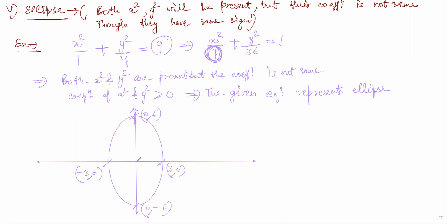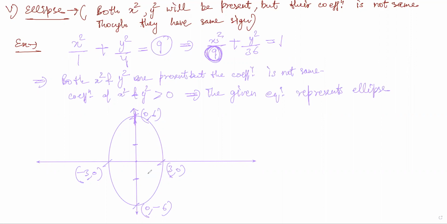This is also the vertex. These two will be foci. We'll talk about that later. But for now, just know the basic simple things about graphs. So an ellipse would be a figure in which both x square and y square will be present. Their coefficients will have the same sign, either both positive or both negative, but they won't be the same in value.